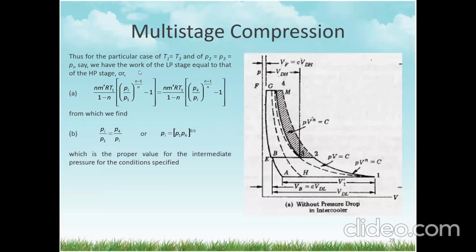It is common practice to adjust the operation of multi-stage compression so that approximately equal work is done in each cylinder, a practice that results in minimum work for compressing a given amount of air. Thus, for the particular case of T1 equal to T3 and P2 equal to P3 equal to Pi, the intermediate pressure, we set the work of the LP stage equal to the work of the HP stage, from which we find Pi over P1 equals P4 over Pi, or Pi equals the square root of P1 times P4, where Pi is the proper value for the intermediate pressure for the condition specified.